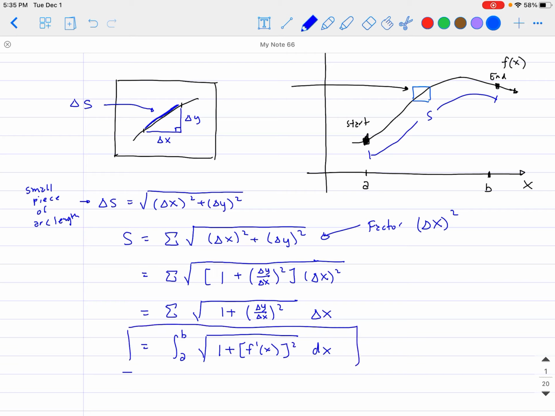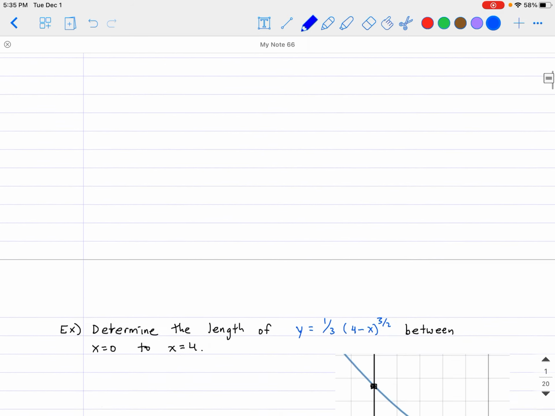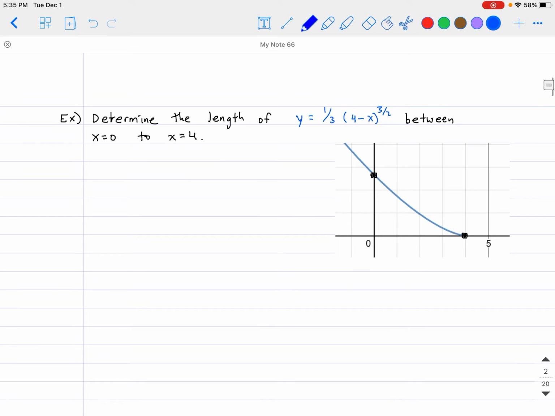Okay. All right, so let's go ahead and try this on a few problems just to see how this actually works out. So for this first problem, we say determine the length of y equals 1/3 times 4 minus x raised to the power of 3/2 between 0 and 4 for x. And I drew, well, I didn't draw it, but Desmos drew it for me. The picture is on the right-hand side. For the most part, you don't really need the picture, but it's nice to see what it is that I'm trying to solve for. So essentially in this problem, I'm trying to solve for this length right here, this little curve length.